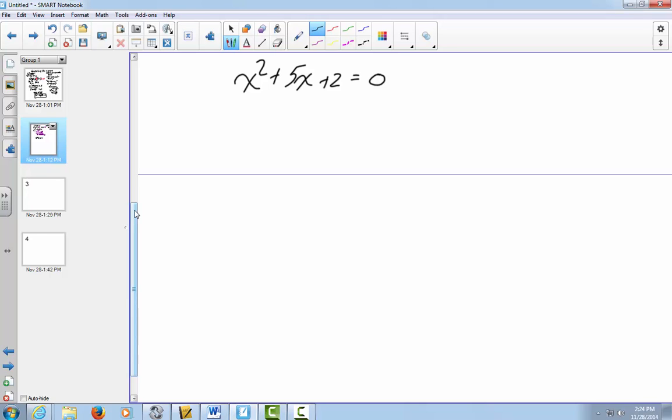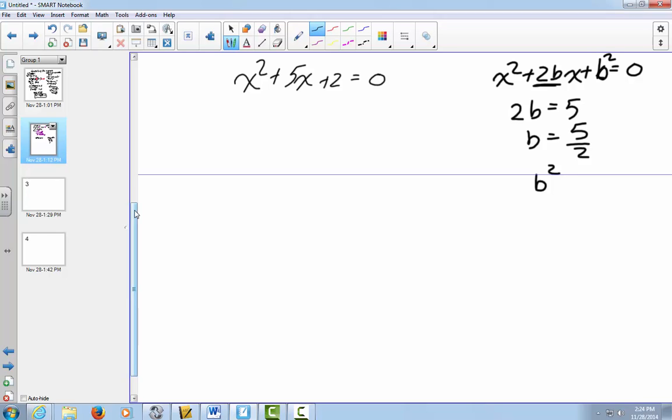Here, when I look at my x squared plus 2bx plus c equals 0, my 2b is equal to 5, so b equals 5 over 2. So b squared is going to equal 25 over 4. Now we're getting into some ugly fractions. First thing I'm going to do is subtract 2. So I get x squared plus 5x equals negative 2. I'm going to add 25 over 4. So I have to add 25 over 4.